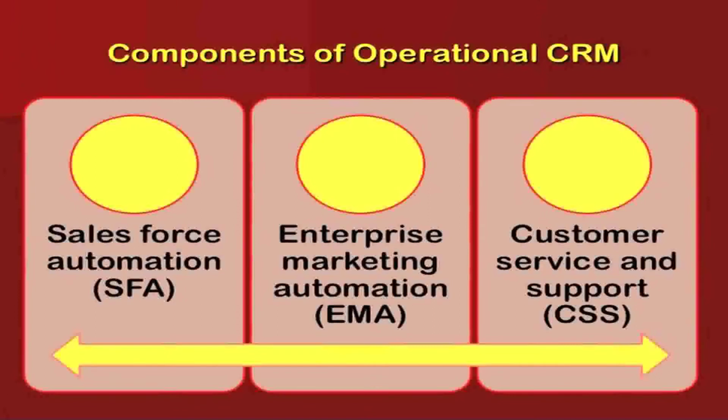Now let's study the components of operational CRM. The basic components of operational CRM are Salesforce automation, that is SFA. We have the enterprise marketing automation, EMA, and we have customer service and support, that is CSS. So, Salesforce automation and enterprise marketing automation are the softwares which build the processes in an efficient way. The customer support center also operates with telephonic and database support to connect with the customers in an easy way which is customized to the needs of the customers.